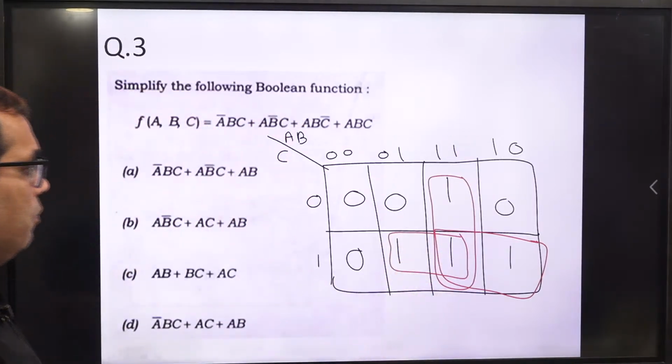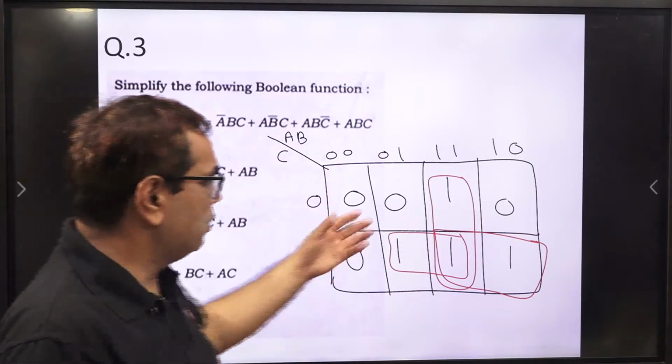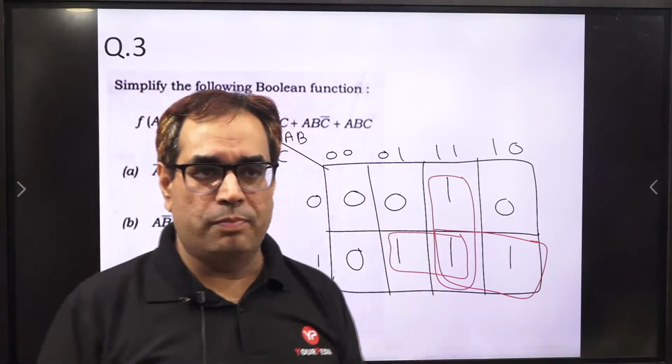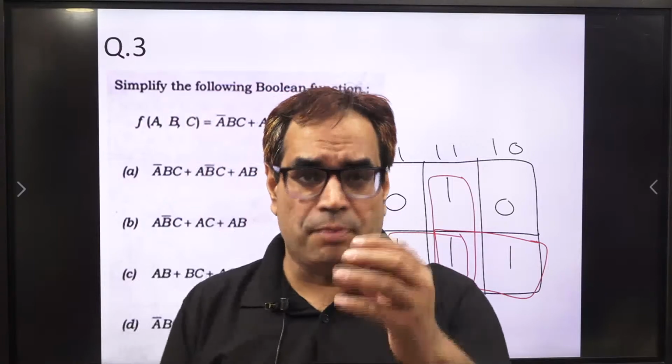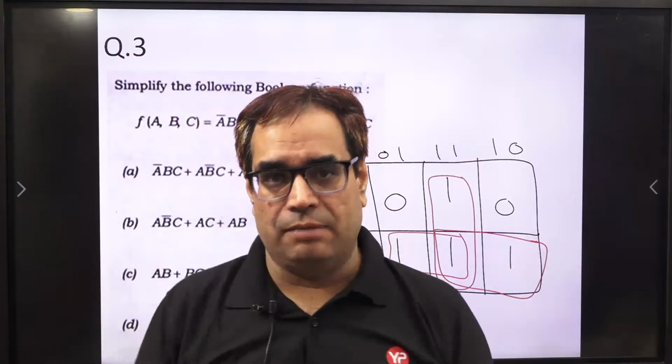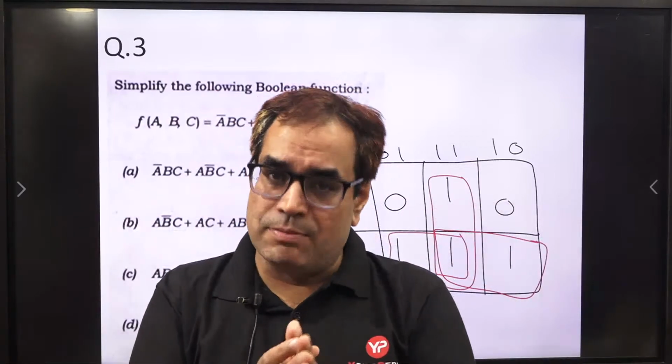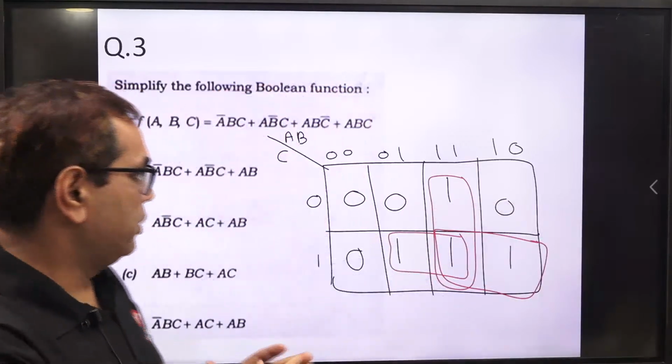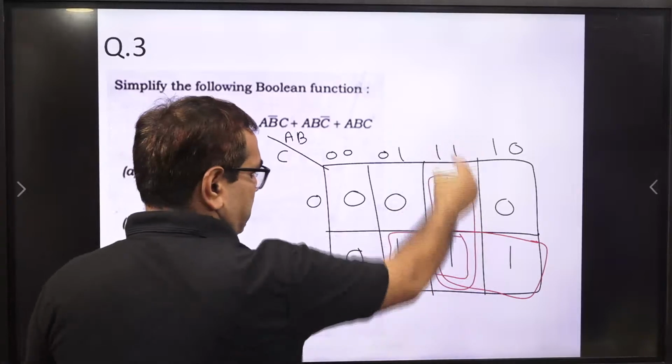Okay, so now whenever we make grouping of 1, what we get is a product term. Okay, whenever we do grouping of ones, we get a product term, and the resultant expression is a sum of product, SOP. So here this is a pair.